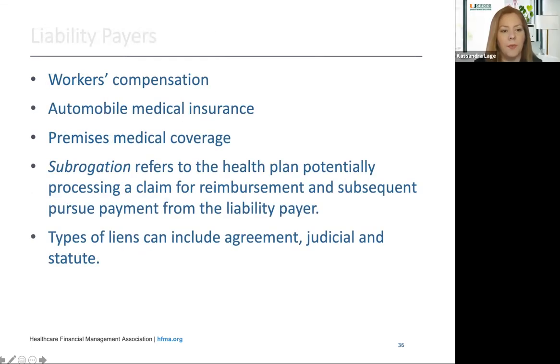Liability payers. A confirmed liability payer has primary responsibility to pay for healthcare services. Liability payers include workers' compensation, which is responsible for work-related accidents and injuries. Primary responsibility for all covered work-related services. Medicare will not pay as secondary for covered work-related services. Automobile medical insurance is responsible for healthcare services that result from an auto accident, and most health plans will pay as secondary after the auto medical benefits are exhausted.